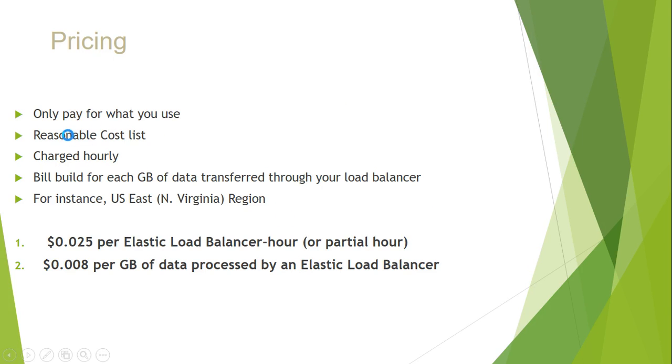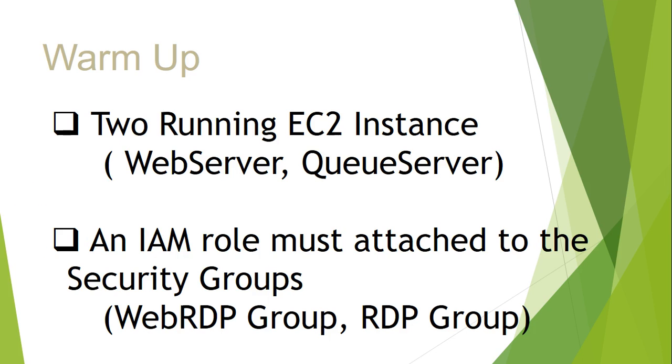The price is like other AWS services. You only pay for what you use, and it will charge by the hour, and also charge for each gigabyte passed through. For instance, in the Virginia region, Elastic Load Balancing is charged at $0.025 hourly, and another $0.008 will be charged per gigabyte of data passed through.